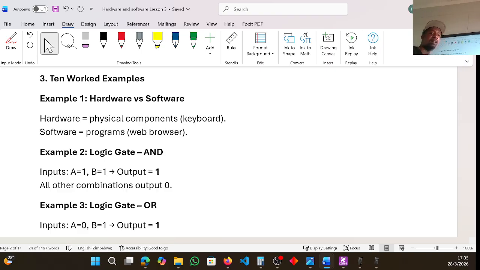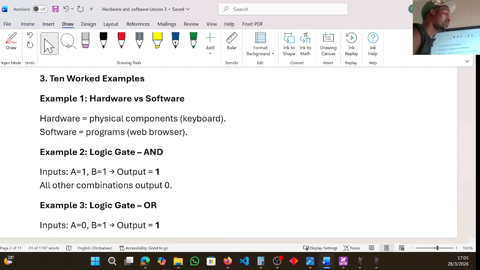But when we look at software, it's divided into two: application and system. When we talk of application software, we're looking at things such as Microsoft Word, Excel, PowerPoint that we use to do our typing and stuff. And when we look at system software, we are looking at operating systems like Windows, Linux, Mac, you name it.